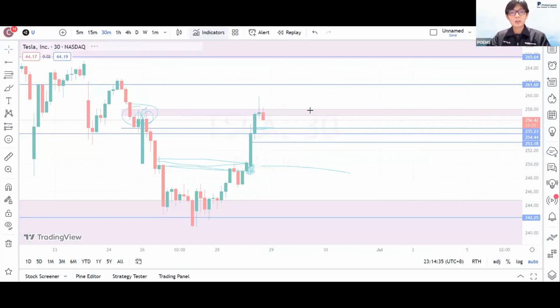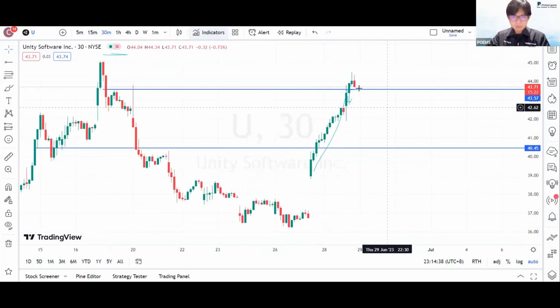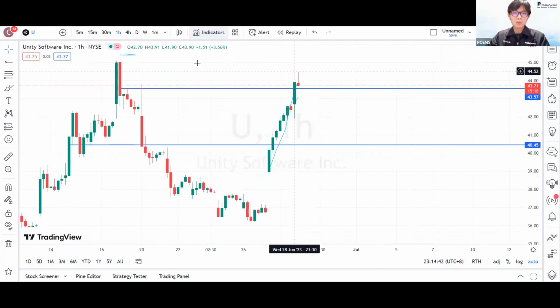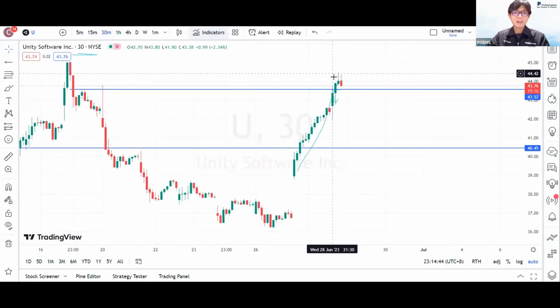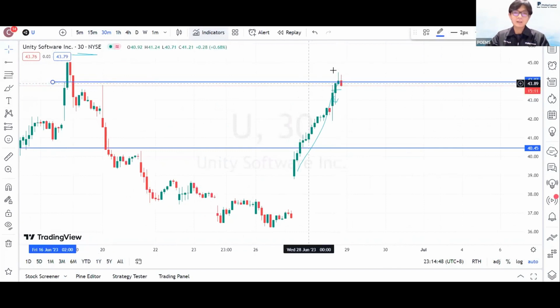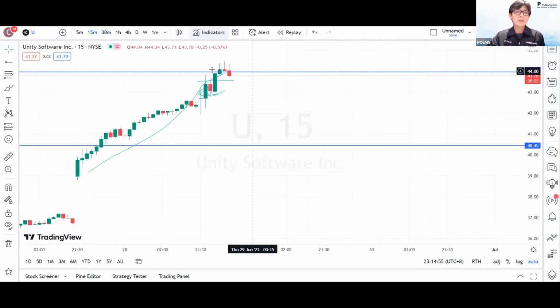Then the next counter I'm going to look at is Unity. Unity H1 bullish. Previous candle bullish. This candle got rejected currently. Same thing, previous candle got rejection. This was the level. Rejection shown. Current candle rejection, lower low. Same story as Tesla already.